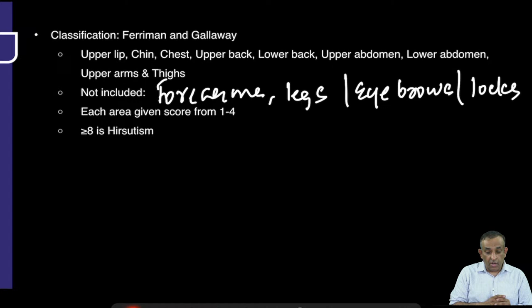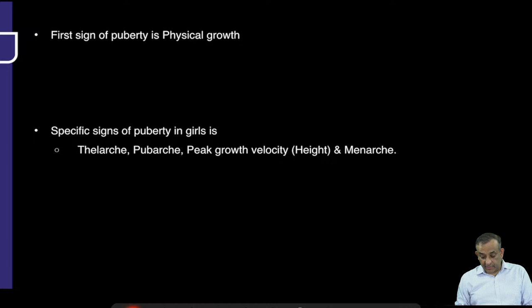So each area is given a score from 1 to 4 for slight excess hair or very excess hair. And then all these nine areas are scored 1 to 4. And if the total score is 8 or more, then we say it is hirsutism by the Ferriman-Galloway classification.